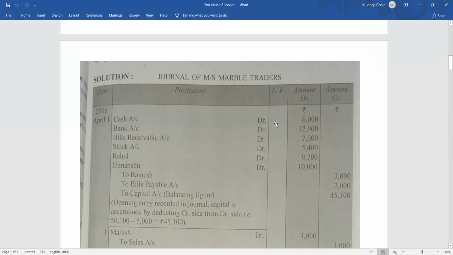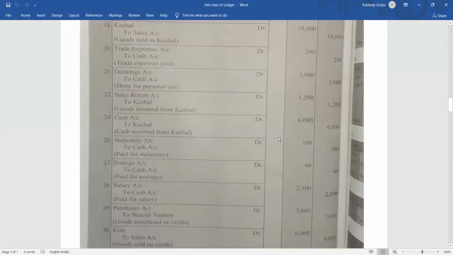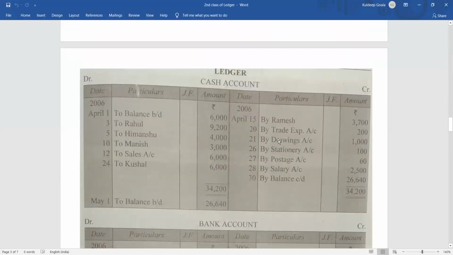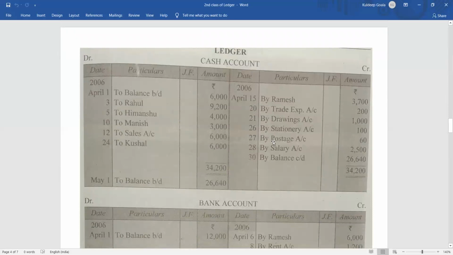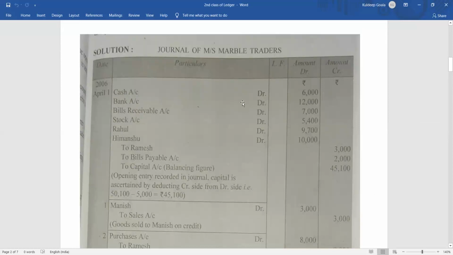First one: since it is opening entries, for all the opening entries, it will go either on the debit side or credit side, depending on whether it is an asset or liability. Now cash was an asset, so cash debit side, give the date, to balance brought down 6,000. Clear? Then what is the next item? Bank. Again, bank on the debit side, to balance brought down 12,000. Then bills receivable, debit side, to balance brought down 7,000. Stock, debit side, to balance brought down 5,400.